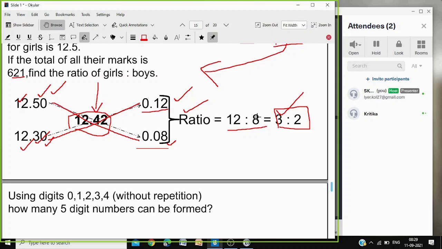Yes, sir. Whenever you have this mixing of two things, we are mixing girls and boys, so this is the higher average, this is the lower average, and this is the mean average. Mean means middle average. Always do the cross difference, crosswise, the way in which I have indicated, crosswise difference.